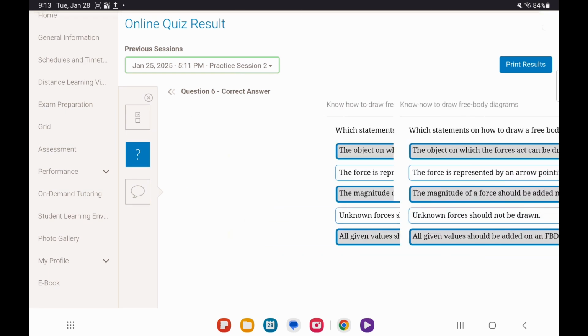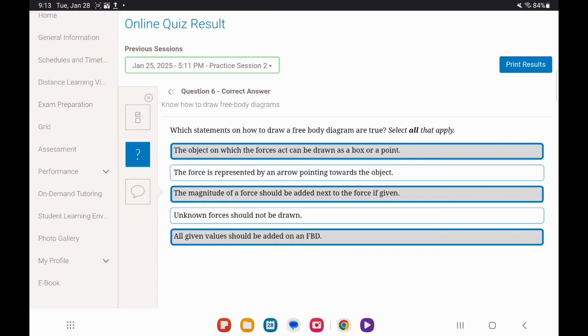6. Free body diagrams, like I said, you have to memorize the stuff for them. So object, which can be, yes, it's always drawn as a box or a point, so that's right. Why is it not ticking? Khalas, we'll forget about it.